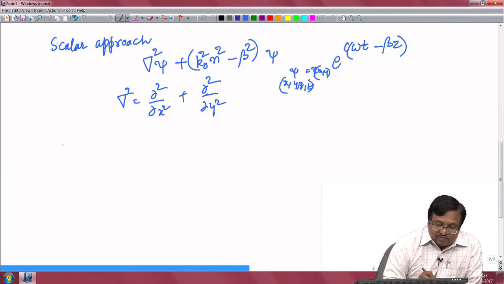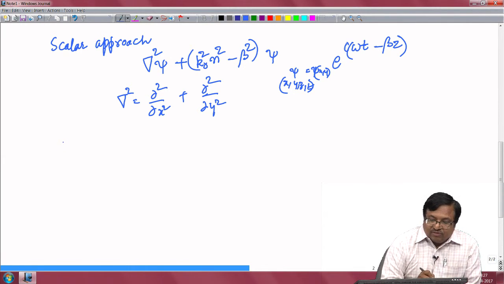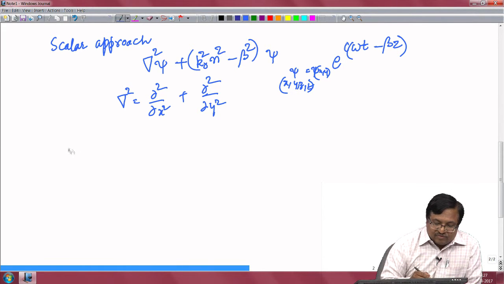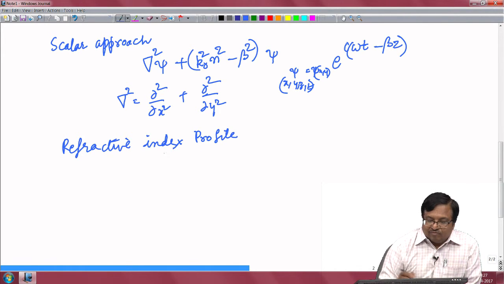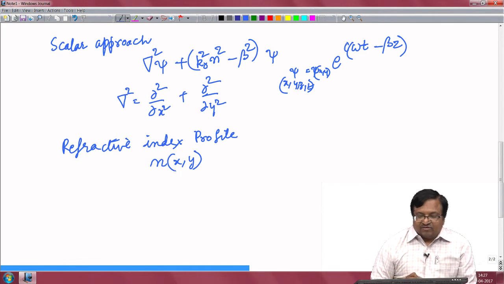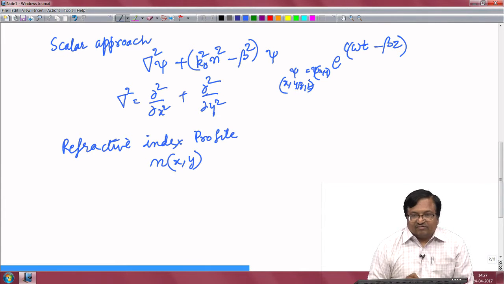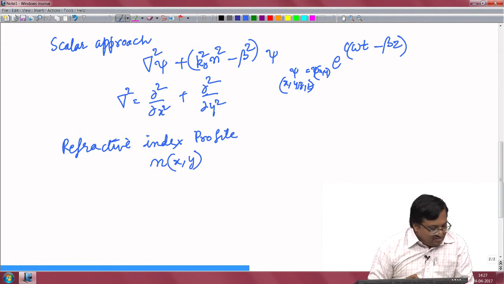and the most important input parameter is the refractive index profile n. n is a function of x comma y, compared to the slab waveguide where we have the refractive index profile depending only on either x or y. We have the refractive index profile dependent on both x as well as y here.